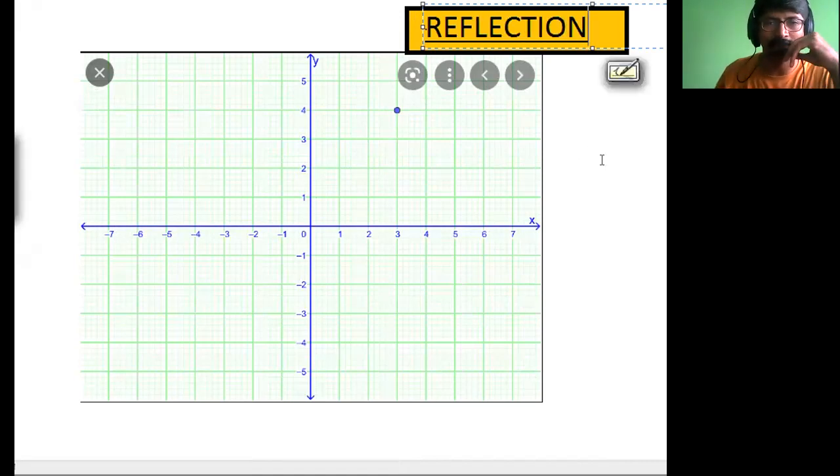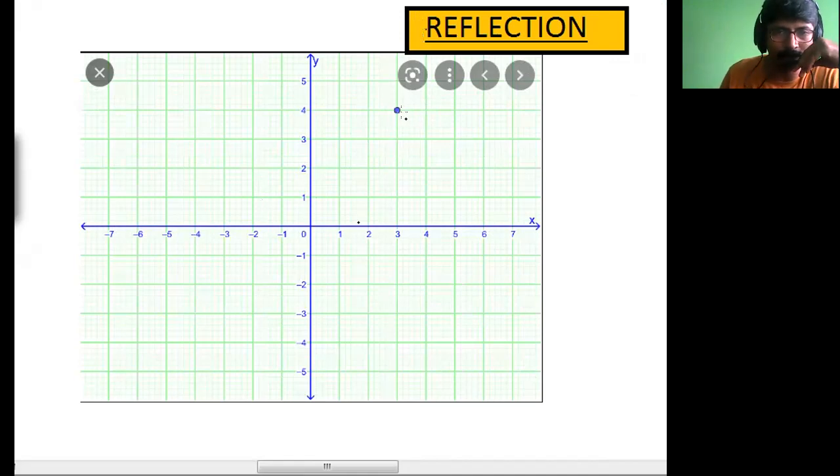So what I mean by reflection? Reflection means, say, suppose this is point, say, 3, comma 4. This is a point. On x-axis, its value is 3, and on y-axis, the value is 4. So the point is, let's say, A. A is 3 comma 4.